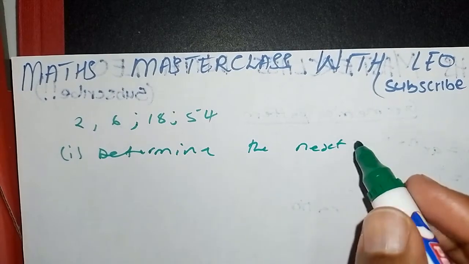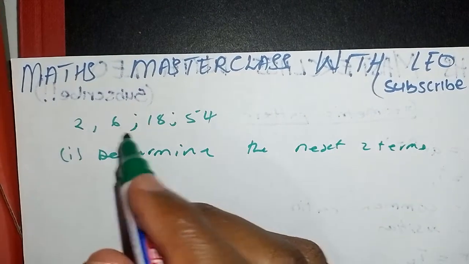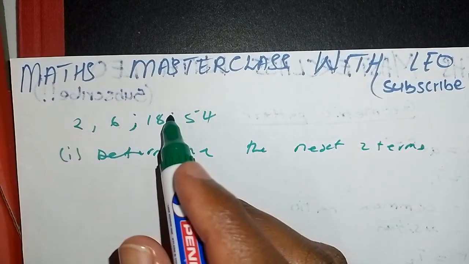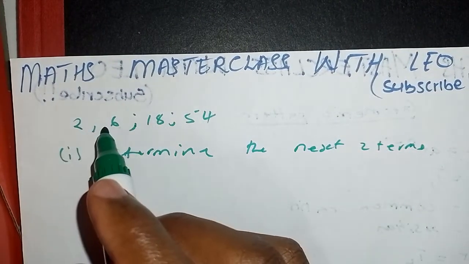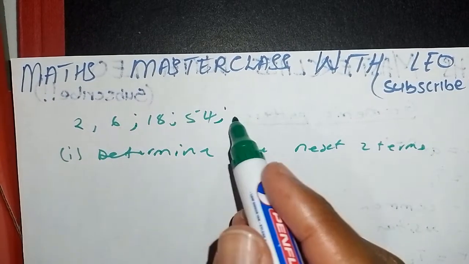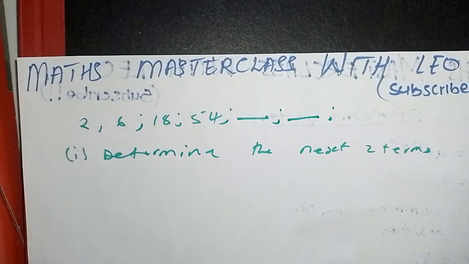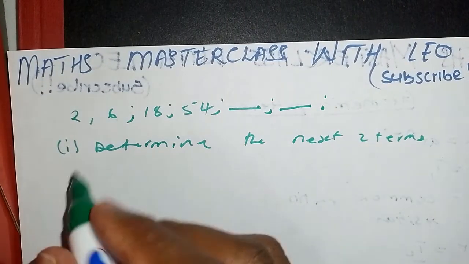That is our first question. Next two terms, right? Then how am I going to determine the next two terms? But I definitely know I need to know the common ratio so that I can continue with the pattern, right? If I don't know the common ratio, I cannot continue with the pattern. So how am I going to calculate my common ratio?